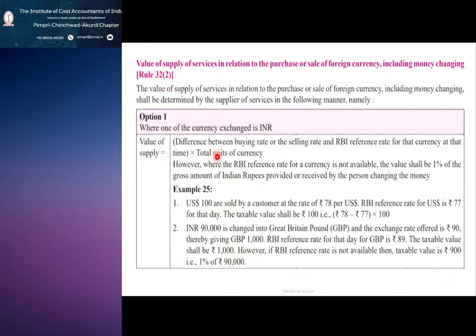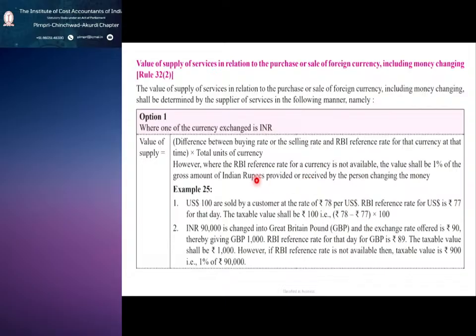So the first scenario is the difference between the buying rate or the selling rate and the RBI reference rate. You can have a look at this first illustration, which is similar to that one. So US dollar 100 sold by the customer at a rate of 78. RBI reference rate is 77. So the difference between the actual rate minus the RBI reference rate is multiplied by the total units sold, which is 100. So this is case 1.